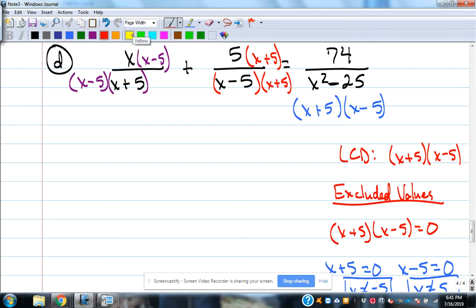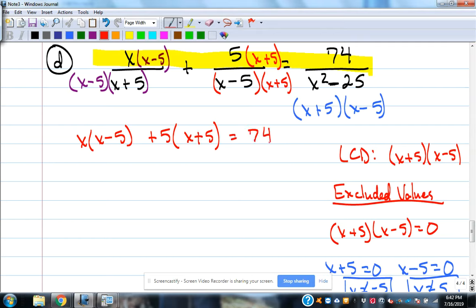Because I've now got the denominator the same, all I'm going to work with is the numerator equation. Okay. Numerator equation is what I'm working with, which is x(x minus 5) plus 5(x minus 5), excuse me, x plus 5, and then equals 74. Distribute everywhere that there's a distributive property to do. x squared minus 5x plus 5x plus 25 equal to 74.